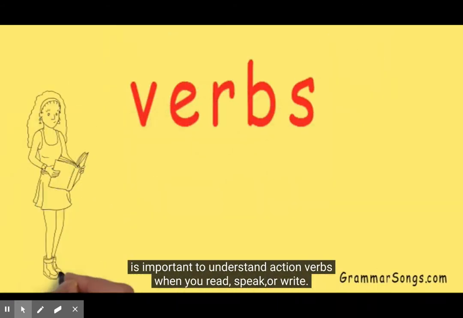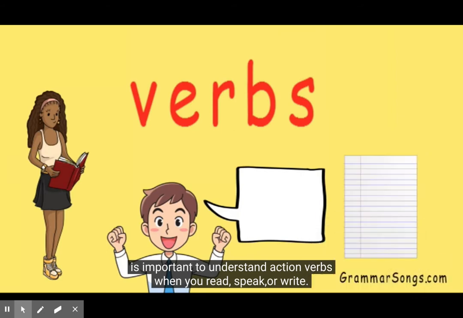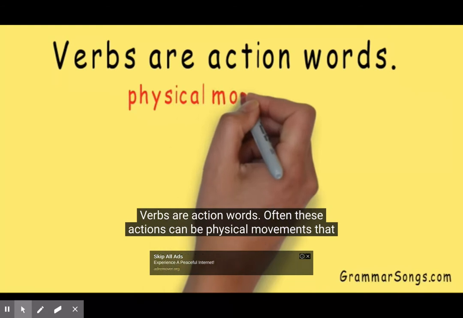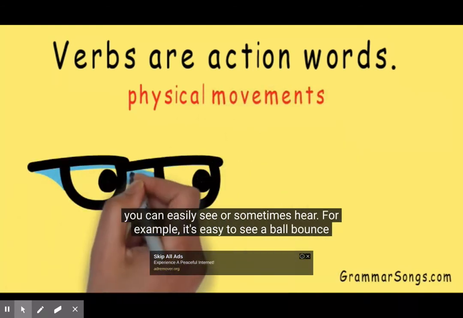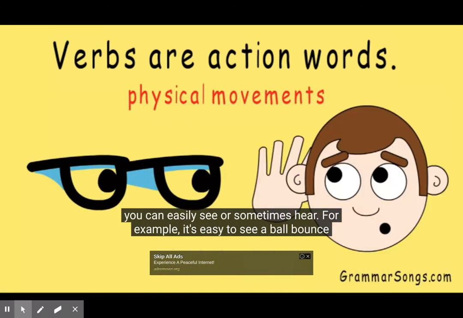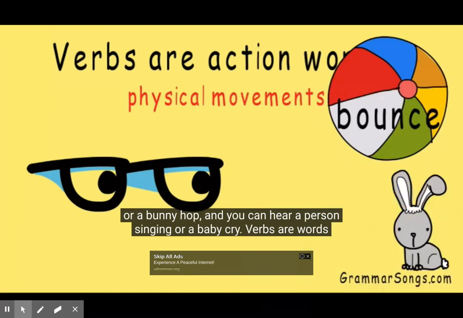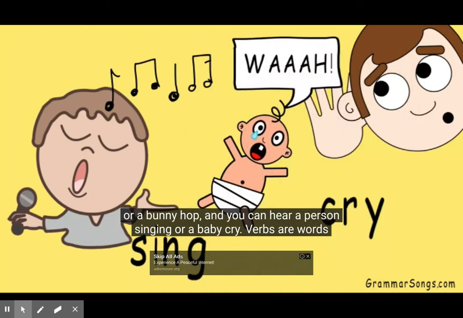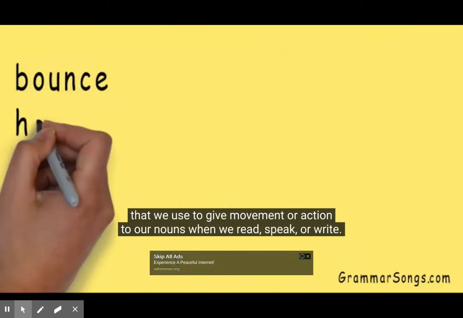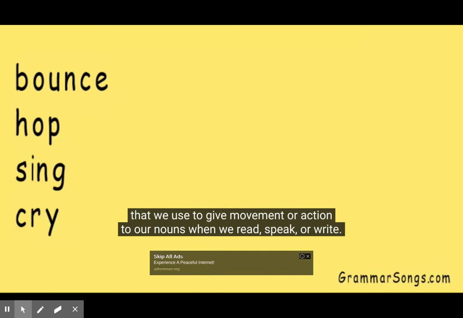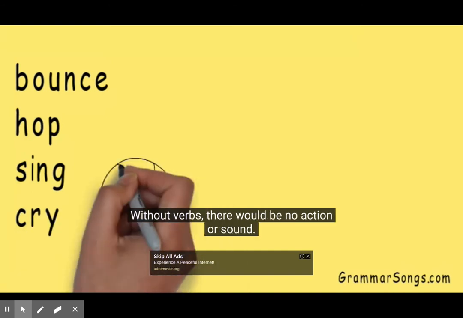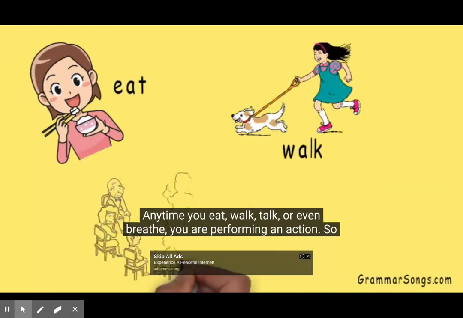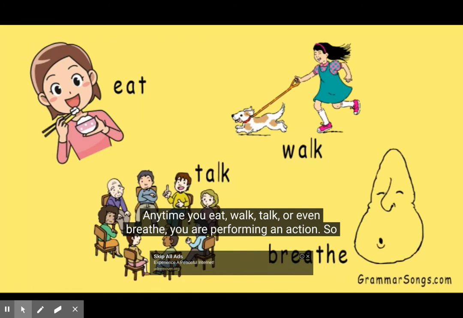It is important to understand action verbs when you read, speak, or write. Verbs are action words. Often these actions can be physical movements that you can easily see or sometimes hear. For example, it's easy to see a ball bounce or a bunny hop. And you can hear a person sing or a baby cry. Verbs are words that we use to give movement or action to our nouns when we read, speak, or write. Without verbs, there would be no action or sound. Anytime you eat, walk, talk, or even breathe, you are performing an action.